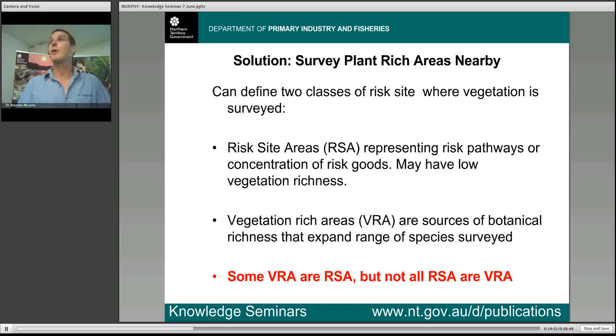But again, caravan parks tend to have a lot more plant species than industrial areas, but you tend to get the same species over and over again. So we're not fully representing all the plant species that are available for surveillance. So next to those risk site areas, which we may or may not survey, we identify the vegetation-rich areas, which have a lot more botanical richness, and this helps expand the range of species that we survey. And it's worth noting that some vegetation-rich areas are themselves, in fact, risk site areas, such as the botanical gardens in Darwin. But very few risk site areas are actually vegetation-rich areas.